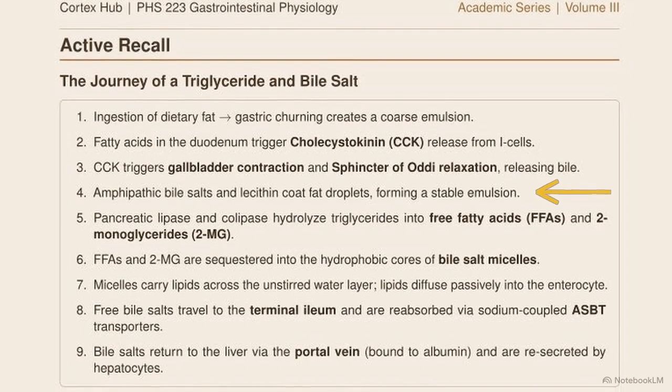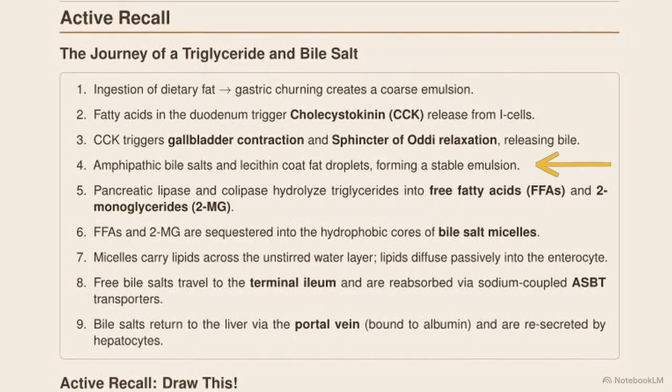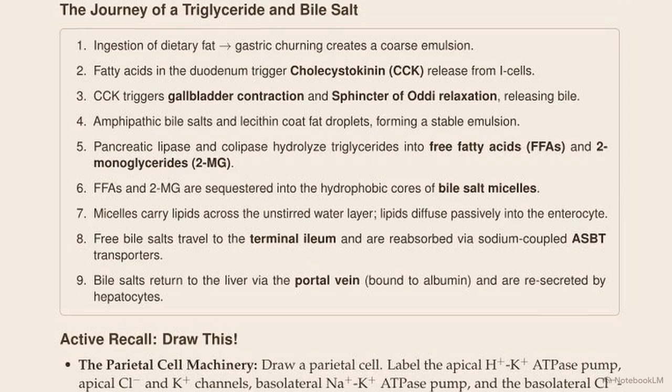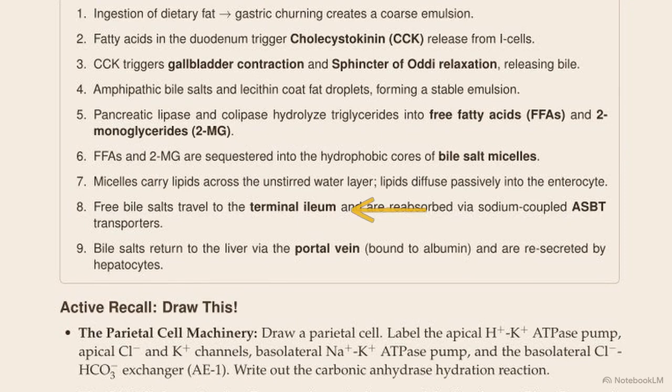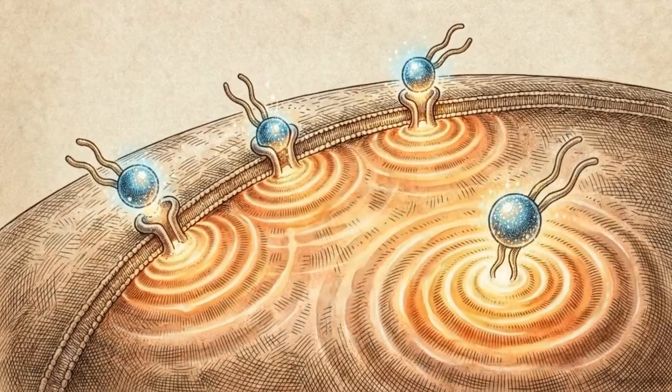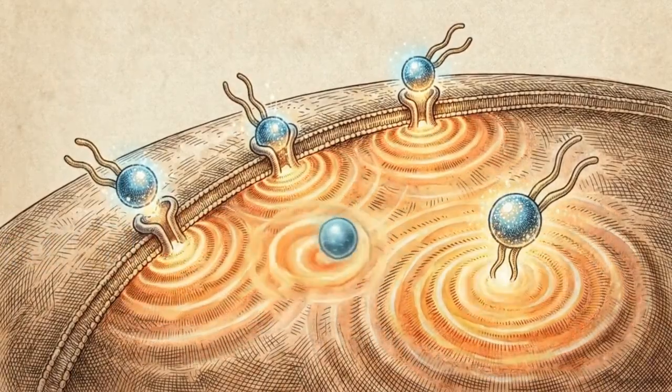Amphipathic salts coat the lipid droplets to stabilize a coarse emulsion, allowing pancreatic lipase to cleave the triglycerides into free fatty acids and monoglycerides. These hydrophobic products are immediately sequestered into the core of bile salt micelles. The micelles ferry them across the unstirred water layer, where the lipids passively diffuse into the enterocyte. Now empty, the free bile salts continue their descent to the terminal ileum, where they are actively reabsorbed by ASBT transporters and returned to the liver via the portal vein. This synchronized assembly line relies on exact timing between hormonal triggers and biophysical state changes at the cellular level.